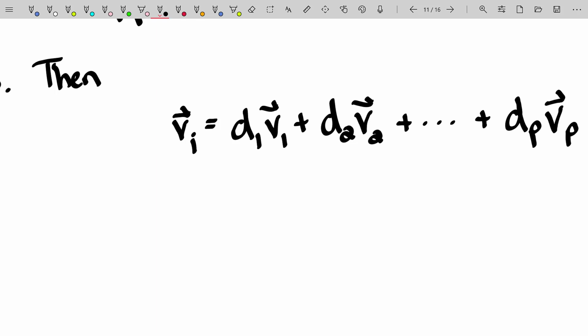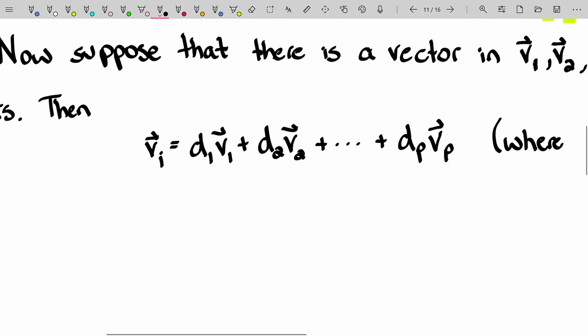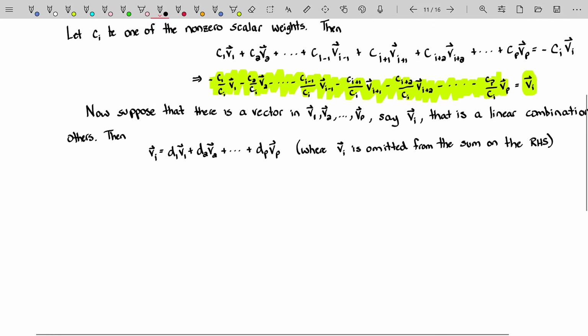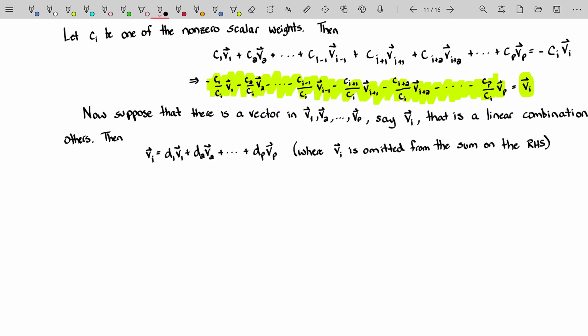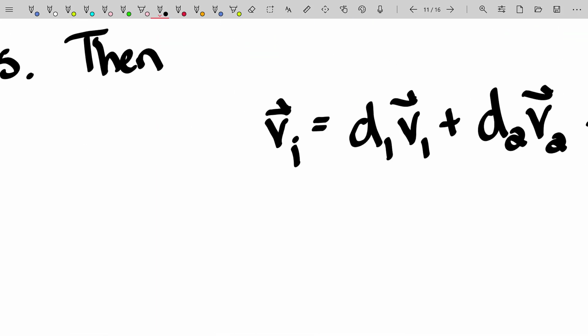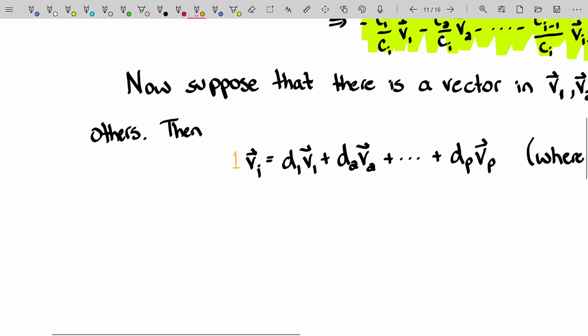Well then, that vector, v sub i, is just a linear combination of the other vectors, d1 v1 plus d2 v2, all the way up to dp vp, where v sub i is omitted from the summation on the right-hand side. That's just so that we know we're isolating v sub i, the vector. Notice the coefficient of v sub i is non-zero. It's actually a number 1. That's going to be important in a moment. Let's go ahead and move that to the other side of this equation.